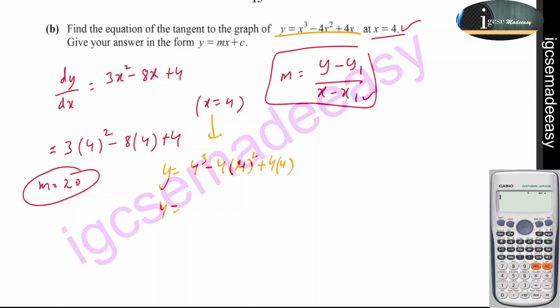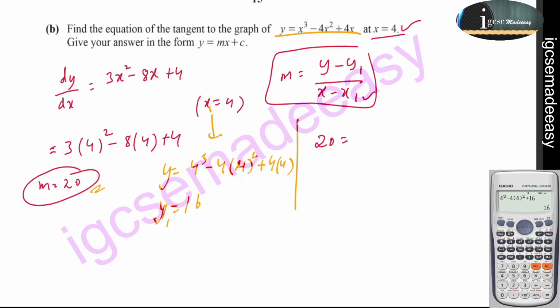So the value of y is 4 cube minus 4 into 4 square plus 4 into 4, which is 16 again, right? So I got the value of y as 16. So that will be the value of y1. I'll take it as y1. This is x1. And for finding the value of m, we got it as 20, right?